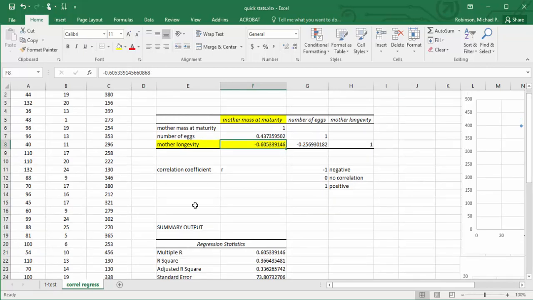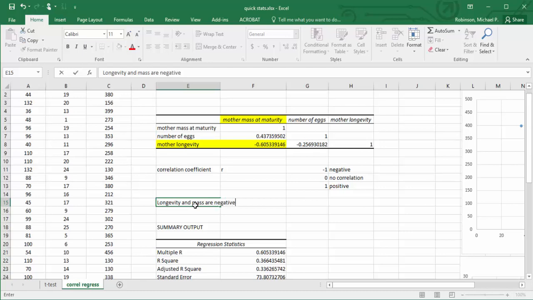All right, so what could we say? We could say longevity and mass are negatively correlated, but now we know that they're significant, so let's put significantly negatively correlated. How do we know? We can put R equals negative 0.605. That's what we got from here.